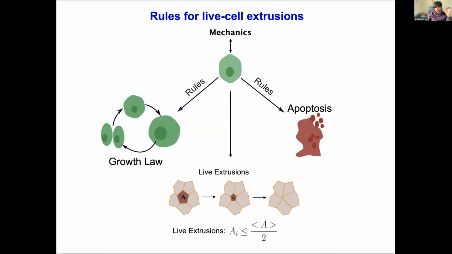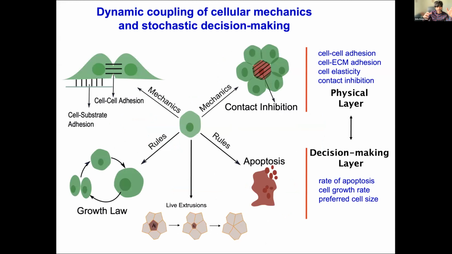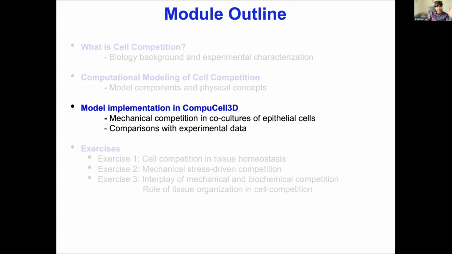So once a cell is committed to extruding, it is eliminated immediately from the tissue. Okay. So in summary, what we have is a multi-scale, multi-layered model, a physical layer where we compute cell deformation, coupled to a decision-making layer where you have these probabilistic rules, okay? So let me show you now an implementation of the model in CompuCell3D. First I'm going to show you just an output, and then we're going to compare it to experimental data. And more importantly, I want to talk a bit about parameterization of the model, which is very important because this model comes with several parameters.